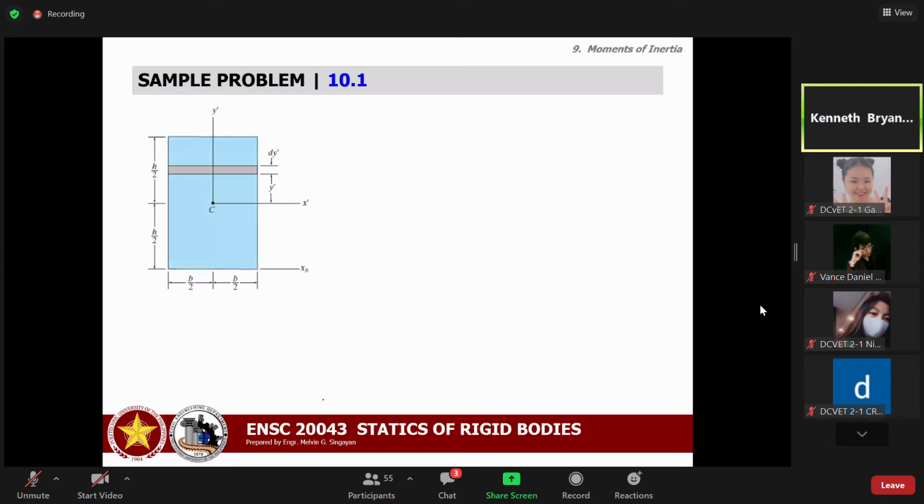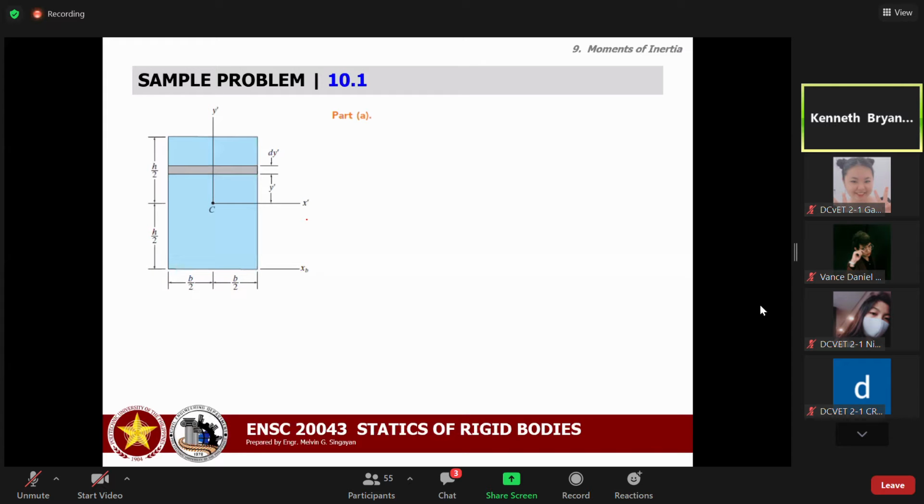So, ano sabi niyan? So, say this is the rectangular area that we have with base b and height h. Okay, the centroid is determined and it is here, at b over 2 and h over 2. And we are looking for the moment of inertia for letter A, for part A. We are looking for the moment of inertia about the centroidal x prime axis. Ito.